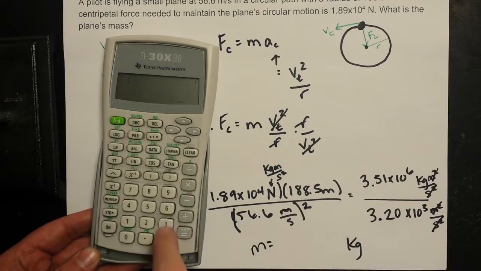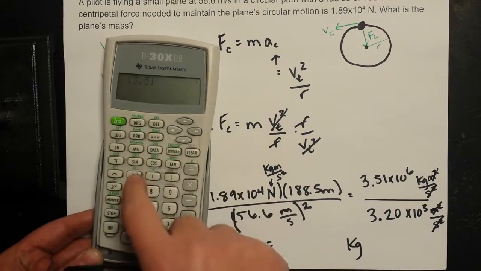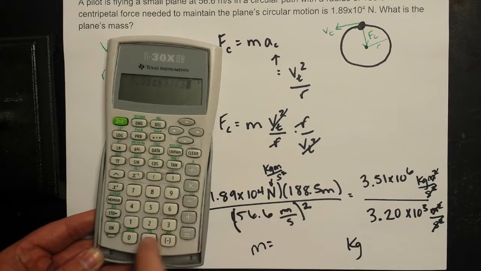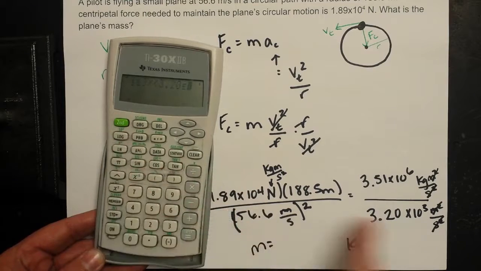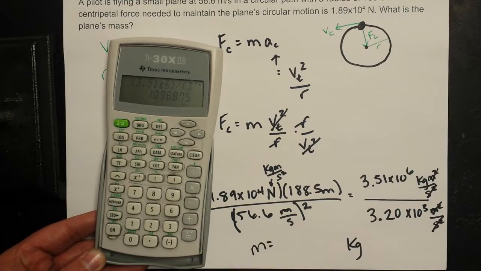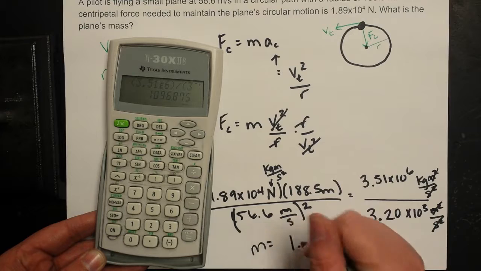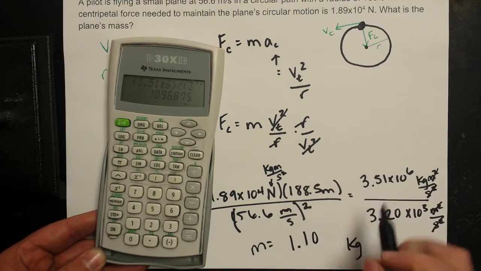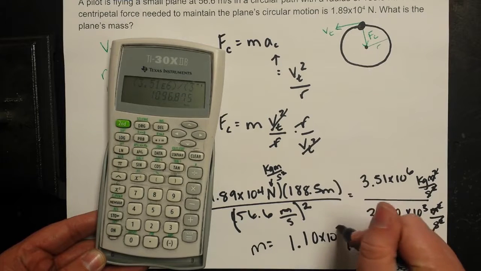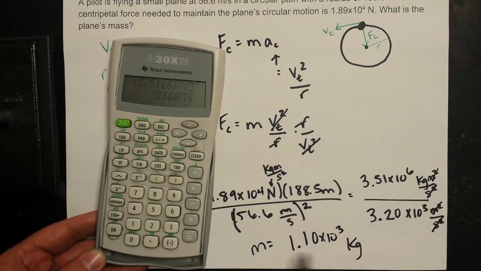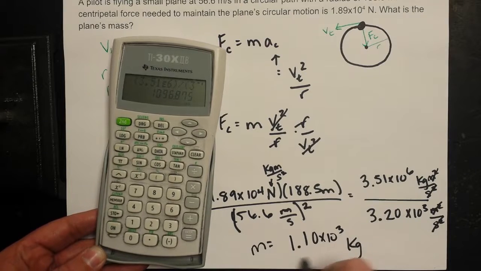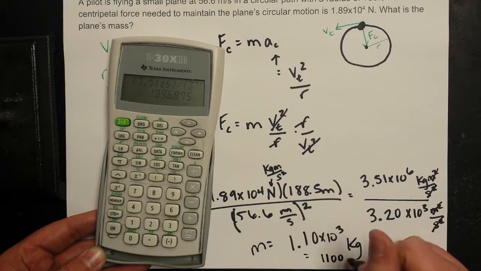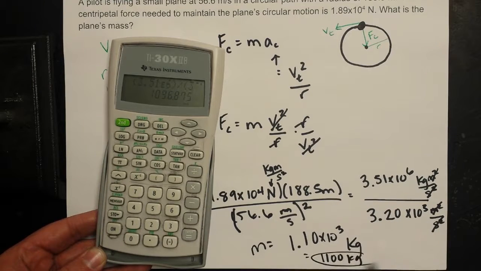Since that's in scientific notation, 3.51 times 10 to the 6th divided by 3.20 times 10 to the 3rd. Okay. And we get 1.10 times 10 to the 3rd kilograms. Okay. Another way you could write this would be 1,100 kilograms. All right.